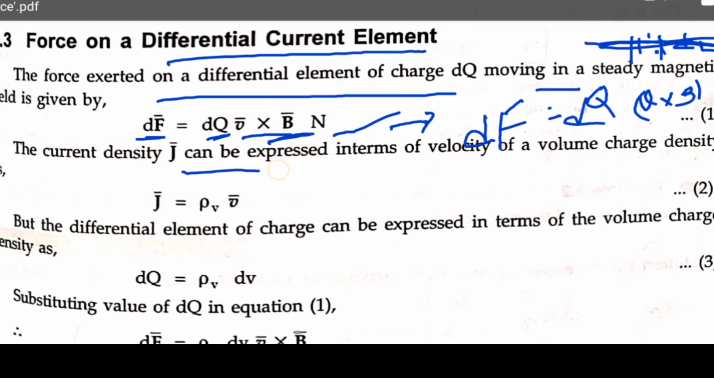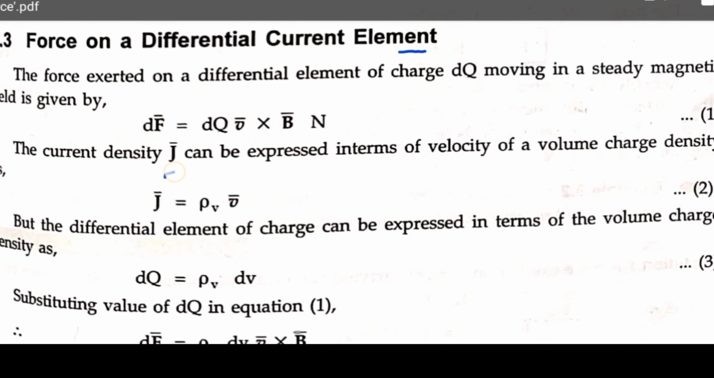The current density J bar in terms of the velocity of a volume charge density we can write like this: J bar equal to rho v into V. This is how we can write the current density.